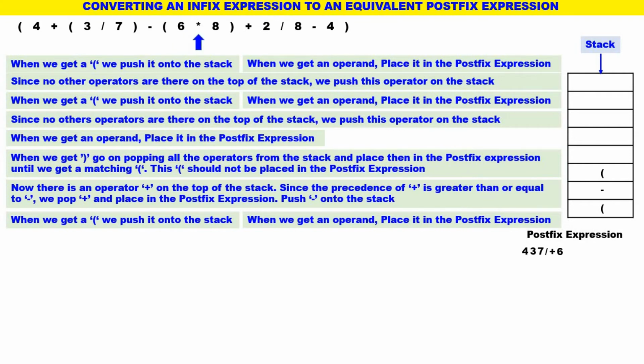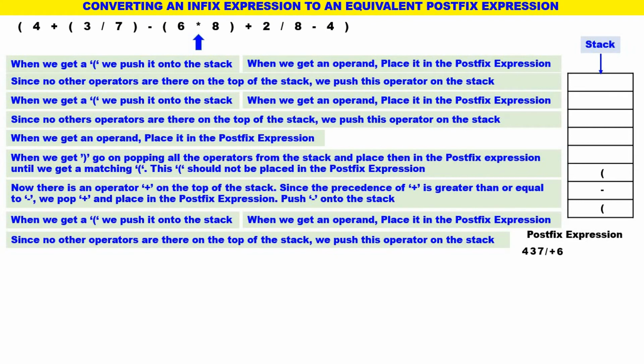Star. Star is an operator. Whenever you get an operator, check on the top of the stack what is there. On the top of the stack, do you have any other operators? No. Only left parenthesis is there. Therefore, since no other operators are there on the top of the stack, we push this operator on the stack. Yes, star is pushed onto the stack. Yes, for star, it is over. Go to the next symbol.